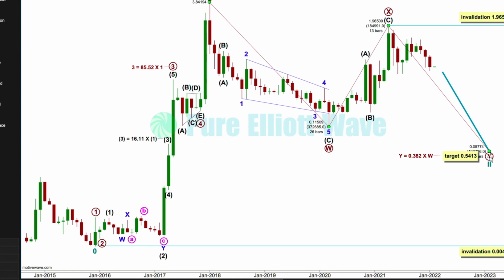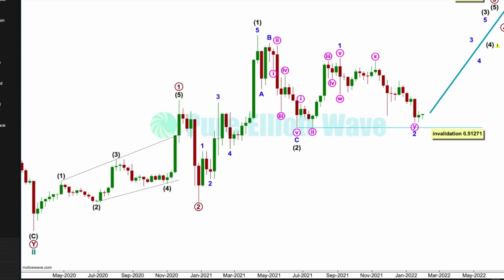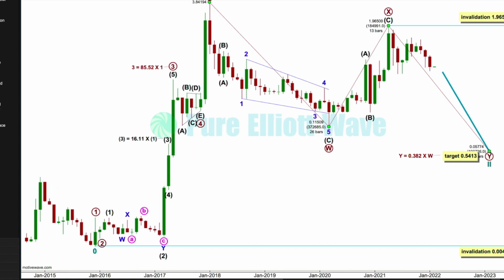So if cycle 2 is a double combination, then primary Y would be expected to end about 0.11509. Doesn't have to be that low, but it would be expected to move sideways and take up time. That's its purpose, so that's possible. Let's go back to this. I don't think this looks right. I think cycle 2 would look better if it's moving sideways. So let's take a look at this at the daily chart level.